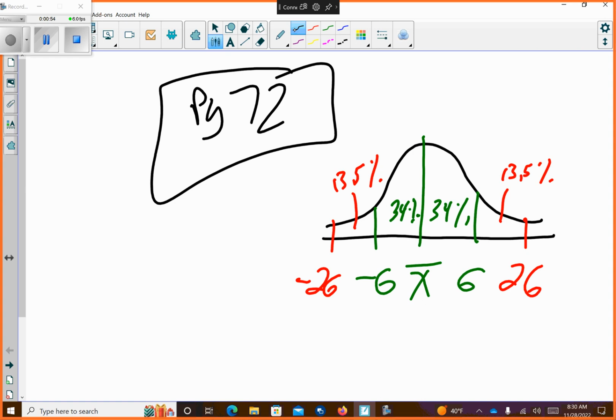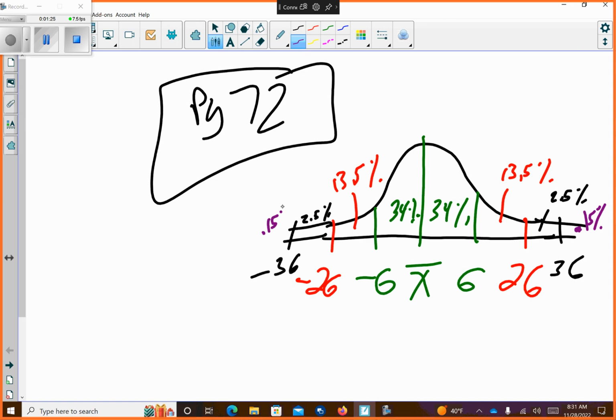And then if I continue out even further, I go 3 standard deviations. If I go out even further, this one is 2.5%. And then I could subtract 3 standard deviations, and that's 2.5%. And then the last amount is 0.15%, which, friends, we can go further out.